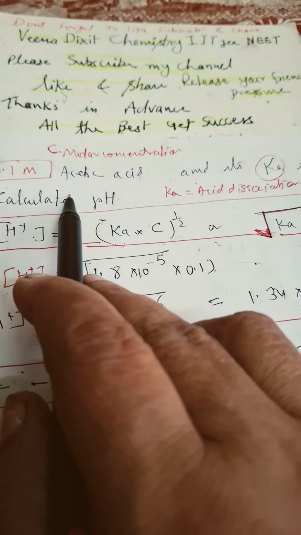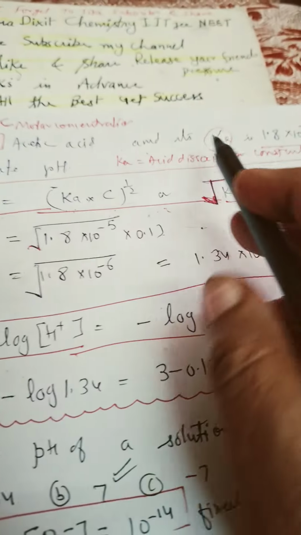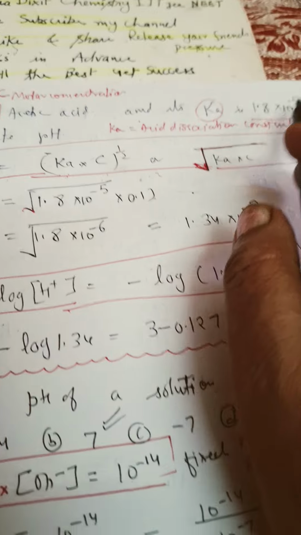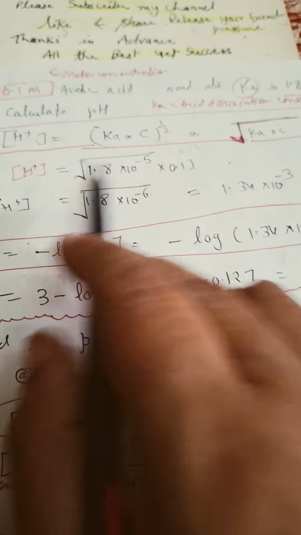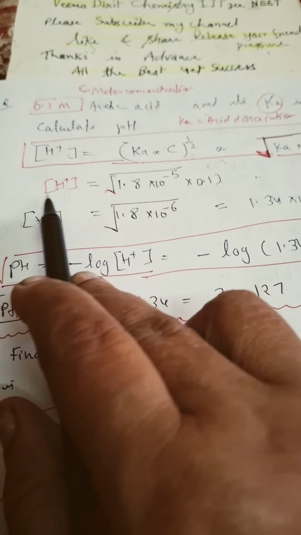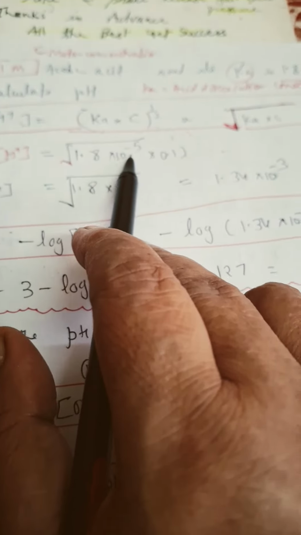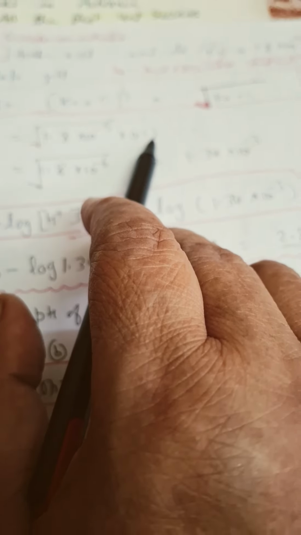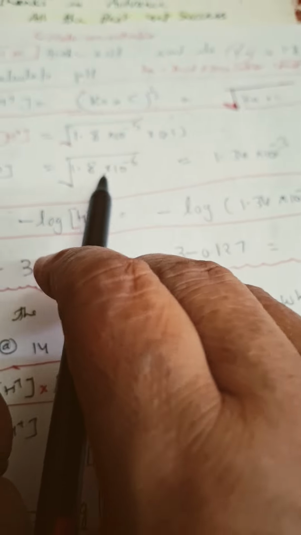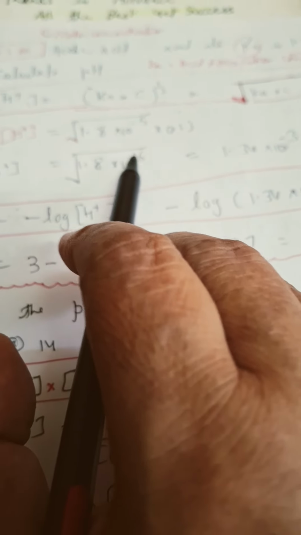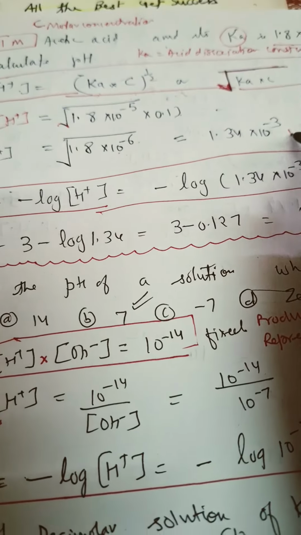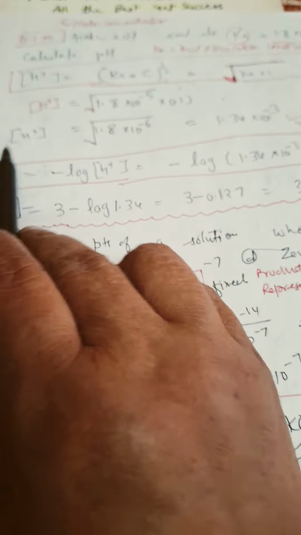Now we know these two values: the molar concentration is 0.1, and the acid dissociation constant is 1.8 into 10 to power minus 5. Plug these values into this equation: H ion concentration is equal to the square root of 1.8 into 10 to power negative 5 into 0.1. So it will be 1.8 into 10 raised to power negative 6. So the answer will be 1.34. So we got the H ion concentration.